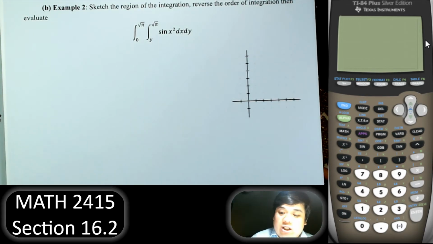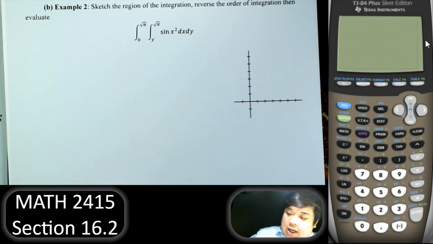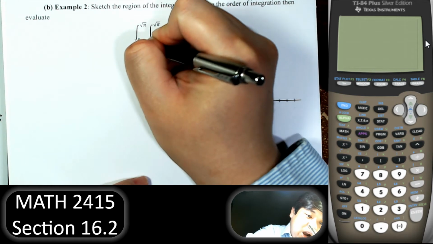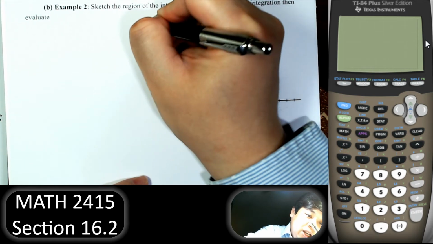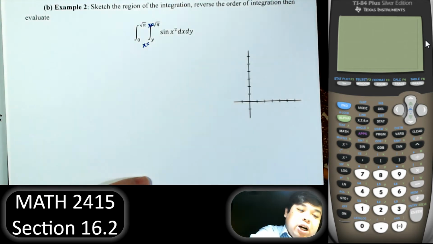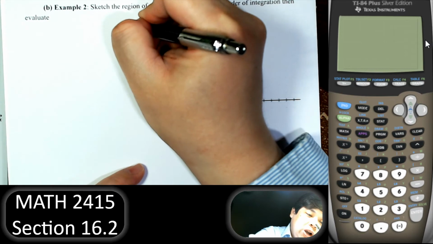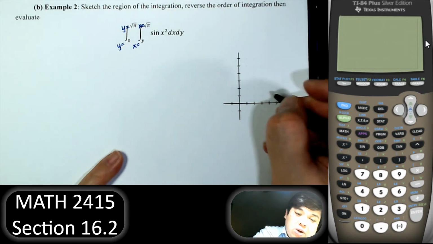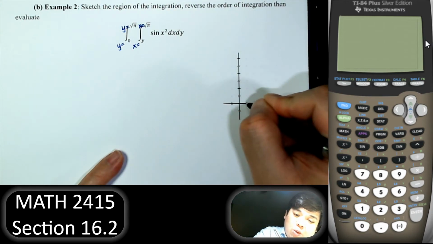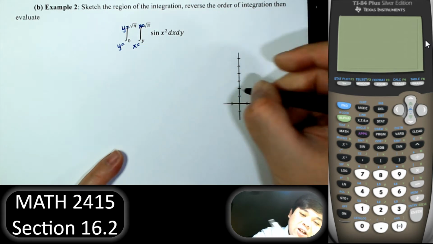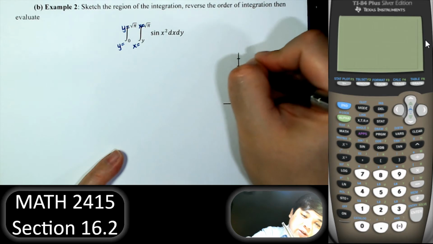Right, so let's just sketch. We put the x in the middle, so x equals y and x equals square root of pi. Now the outside is y, meaning y equals 0 and y equals square root of pi. So on the graph, 1, 2, 3, 4, 5 is about where the square root of pi is.